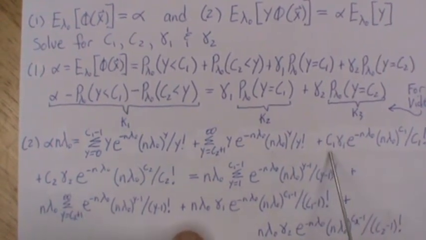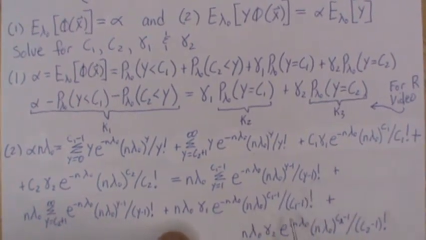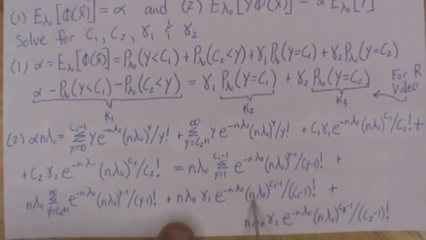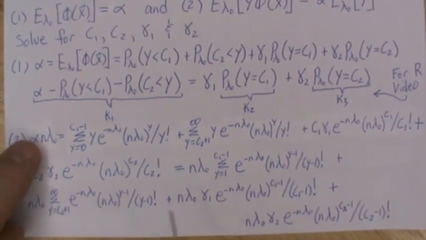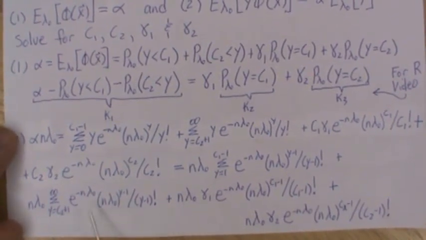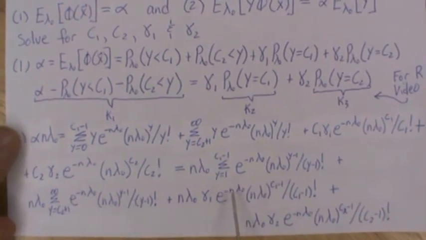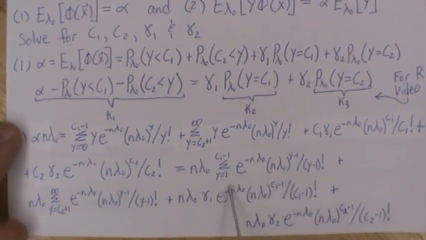And then we do the same trick here. One of the C1s cancels with one of these. We get this, and we get this. And we have to factor out one of those, and one of these. Now look here. So with the lambda naught, we get cancellations everywhere, and we're left with this. But then what we do is we re-index it. We call y minus 1 w in each of these cases.